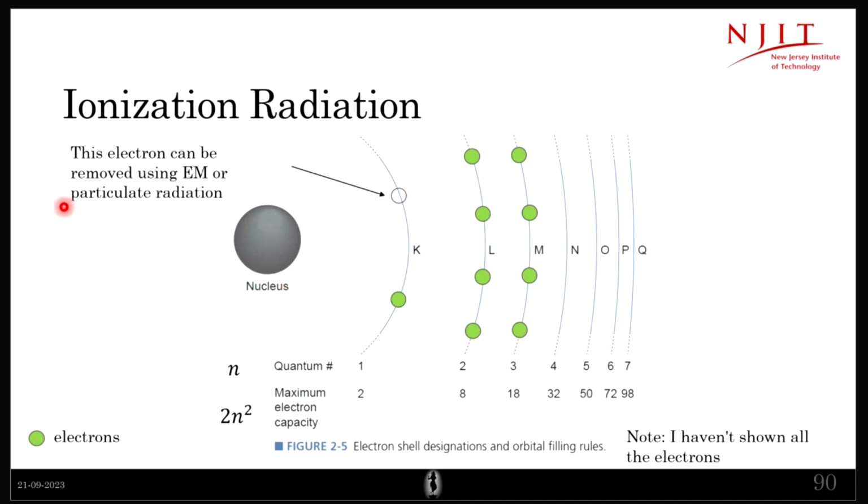Or there can be a particulate radiation, which is another electron or an alpha particle or something, which is pushing this electron and sending it out of the atom. So what is ionization? Ionization is the process by which we are separating the electron from its atom. That is what ionizing radiation does. All okay with this?